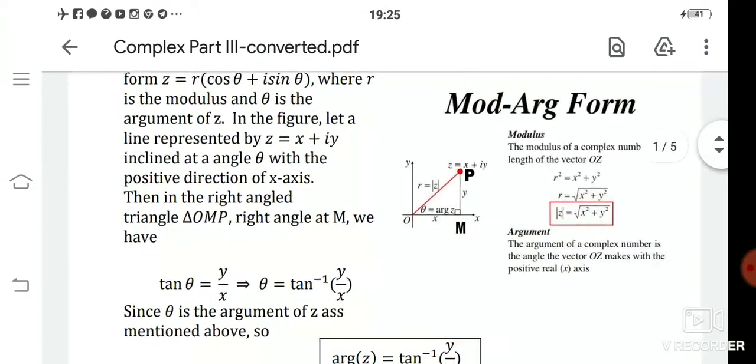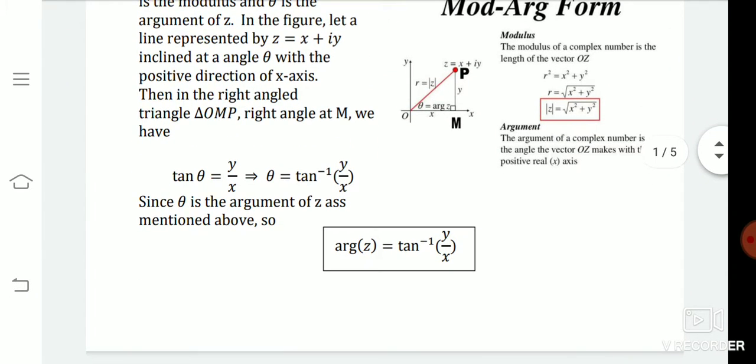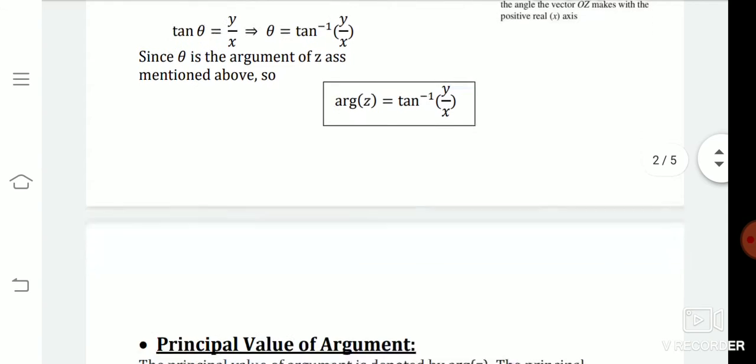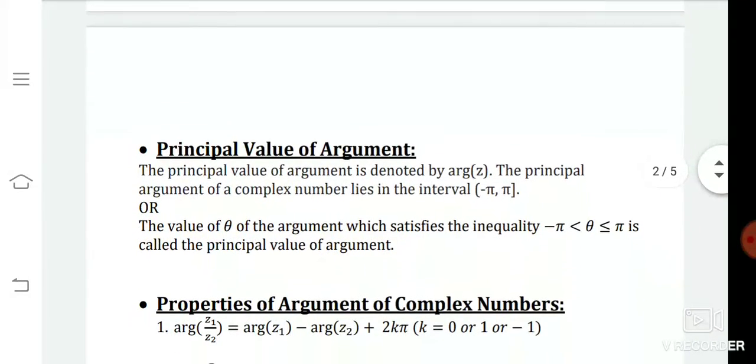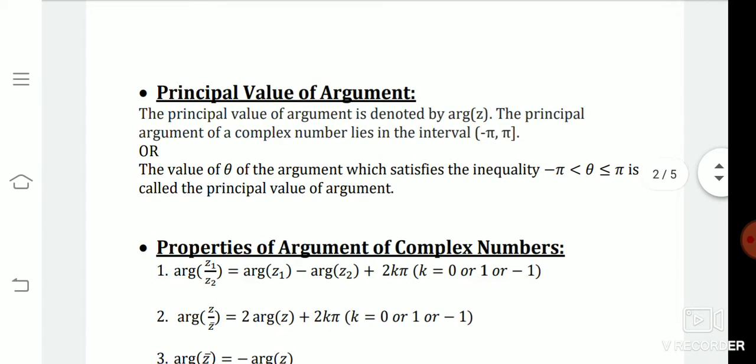I am saying again that this topic is very important for the board level as well as for the class 11 level, and also for the entrance level, JEE Mains and JEE Advanced. Each and every year at least one question has been asked in the joint entrance from this topic, modulus and argument of a complex number.